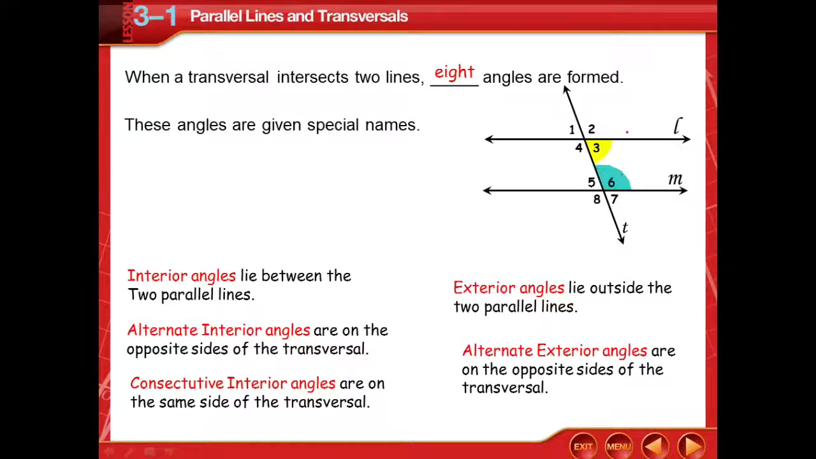That also means that angles 3 and 6 are considered consecutive interior angles because they are between the parallel lines and they are right next to each other. If you notice a little question mark down here, think about why we don't have consecutive exterior angles. Well, we don't have consecutive exterior angles because angles 1 and 8 are not consecutive because 4 and 5 are between them. Angles 2 and 7 are not consecutive because angles 3 and 6 are between them.